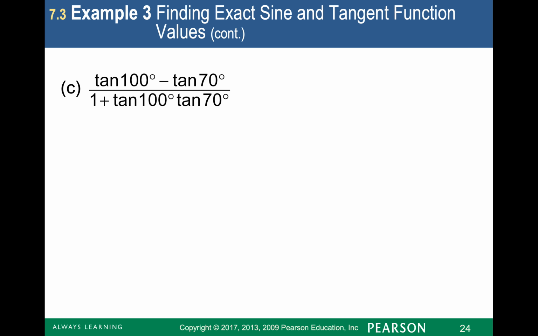This time, instead of going directly from the tangent equation, I'm having to move it over into the actual equation. So I'm going to get tangent of 100 minus 70 is 30 degrees. Now that subtraction symbol at the top should be multiplication. That is a typo on my part. So it should be tangent of 100 times tangent of 70.